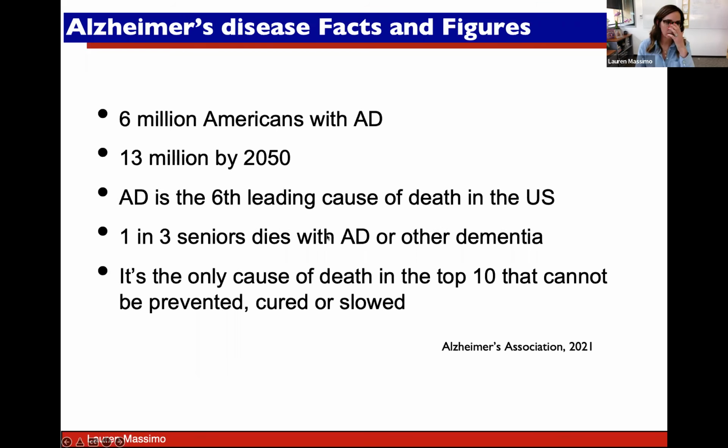Some other statistics from the Alzheimer's Association: 6 million individuals with Alzheimer's disease in the United States. It's projected that that number is unfortunately going to continue to grow. It's the 6th leading cause of death in the United States. 1 in 3 seniors dies with Alzheimer's disease or another form of dementia. And it's the only cause of death in the top 10 that cannot be prevented, cured, or slowed. So it is a real problem in the United States.